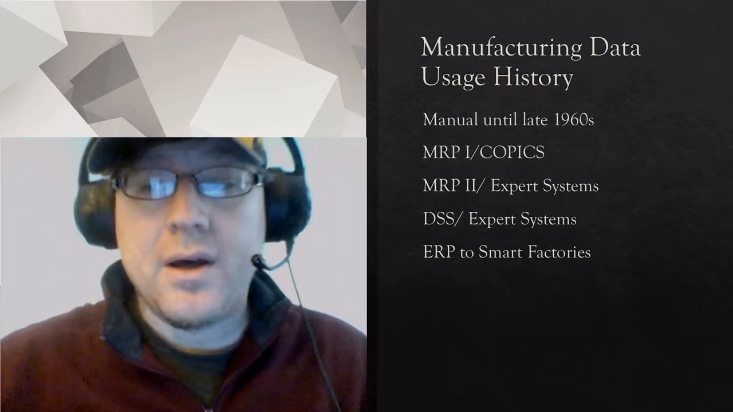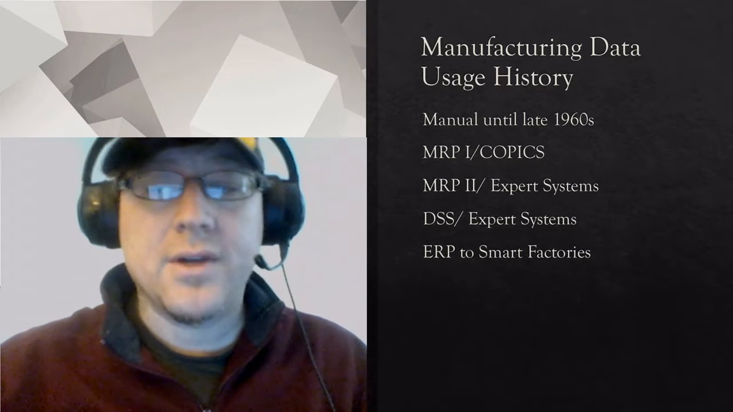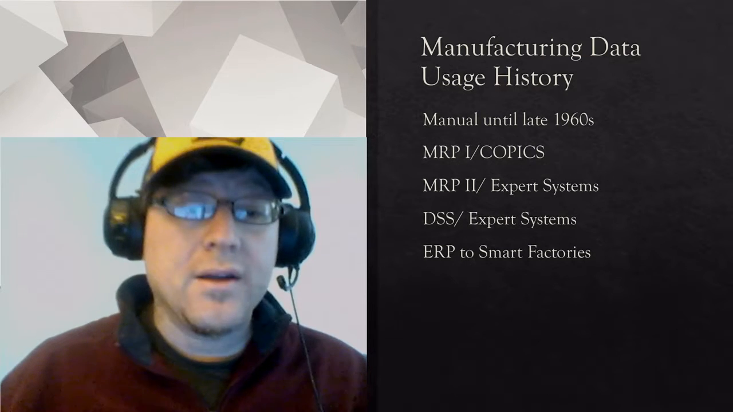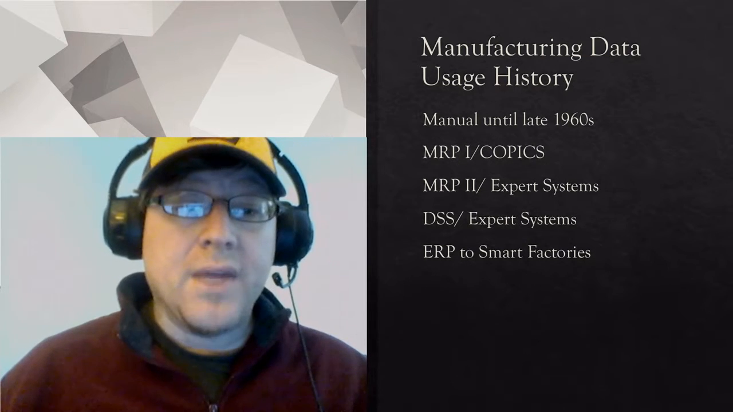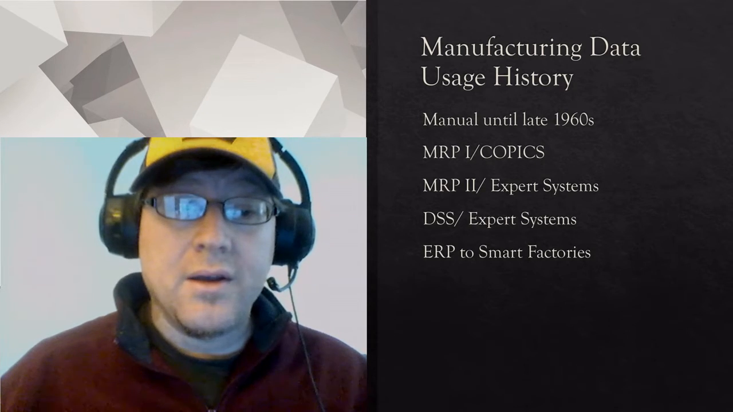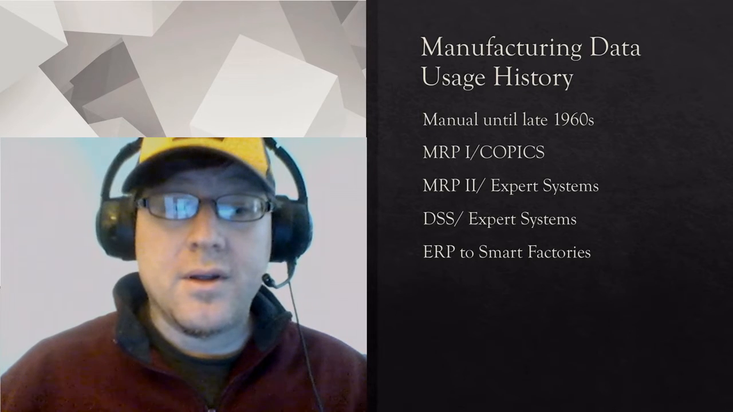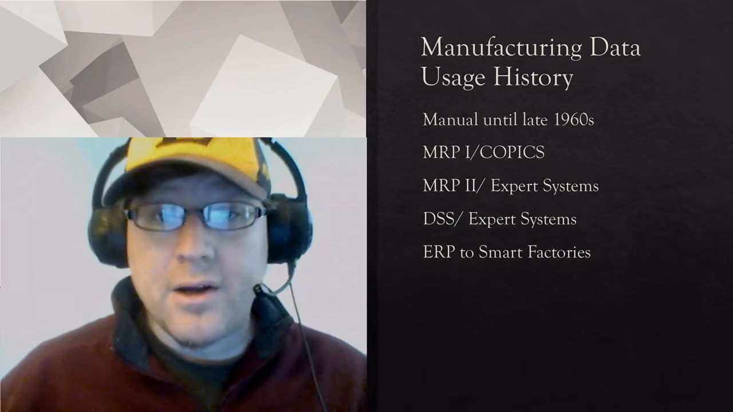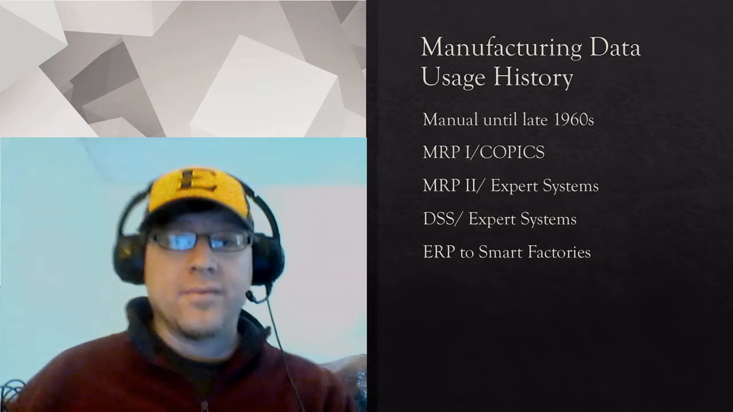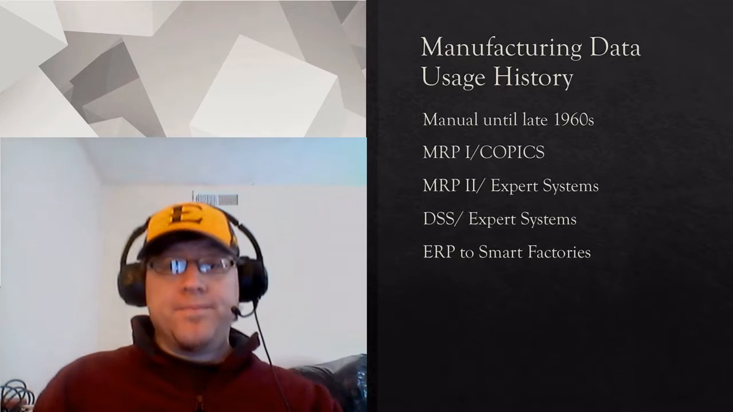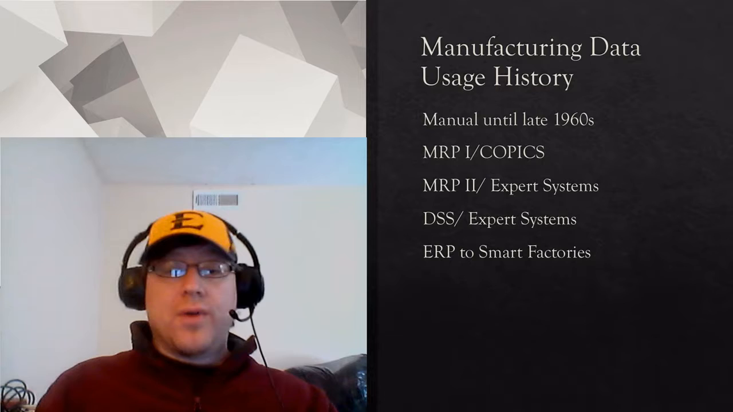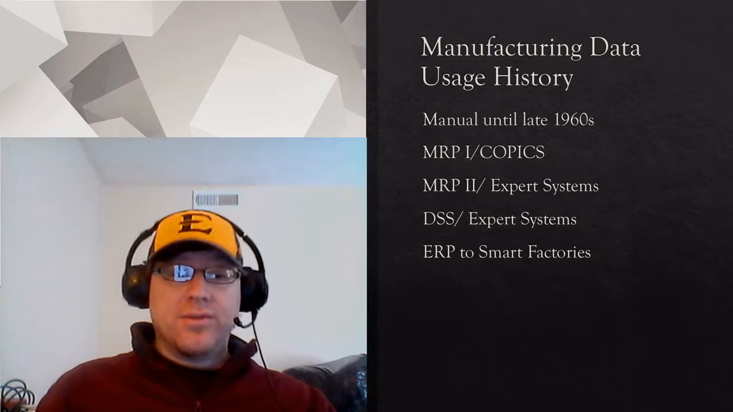Before we get into the topic of decision support in manufacturing, let's look back on how manufacturing has historically used data. Manufacturing planning and process control were largely manually prepared as various forms of planning documents until the late 1960s, when MRP, Material Requirements Planning System, was introduced.